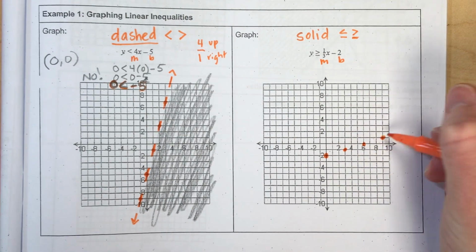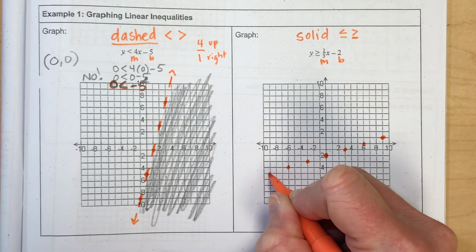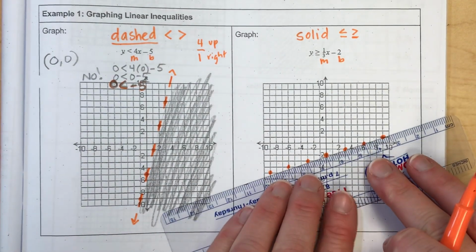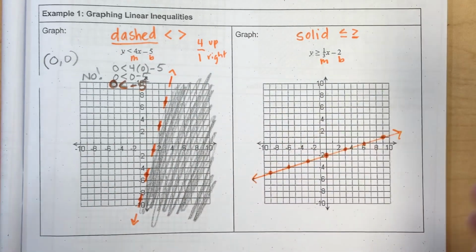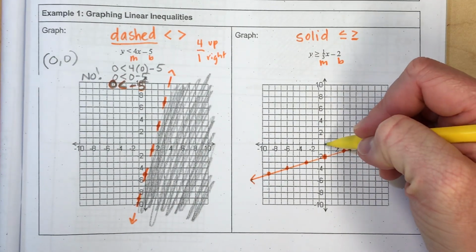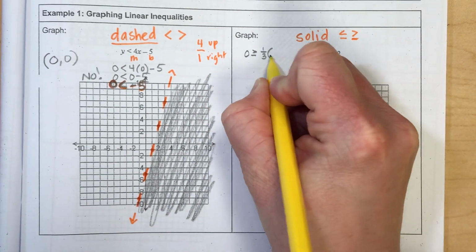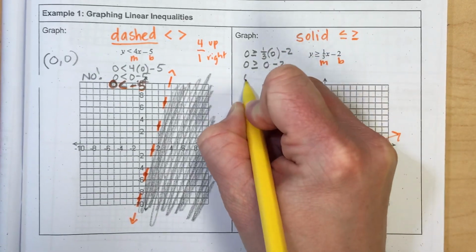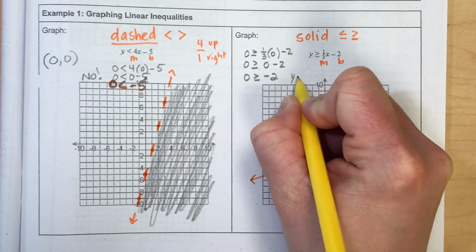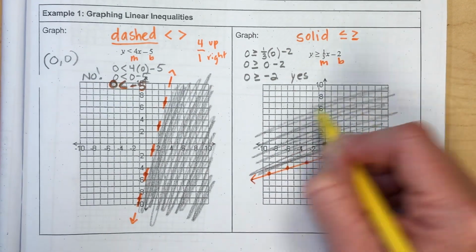1, 2, 3. And now I'm going to continue and go backwards here, down and left. And now I'm going to connect these points with a solid line. And again, to know which side you want to shade, test a point. So I'm going to pick, again, 0, 0, because it's not on the line. And I'm going to plug in, is 0 greater than or equal to 1/3 times 0 and then -2? Or is 0 greater than or equal to 0 minus 2? Is 0 bigger than -2? Yes. So I will shade the side of the line that has 0, 0, which would be above the line.